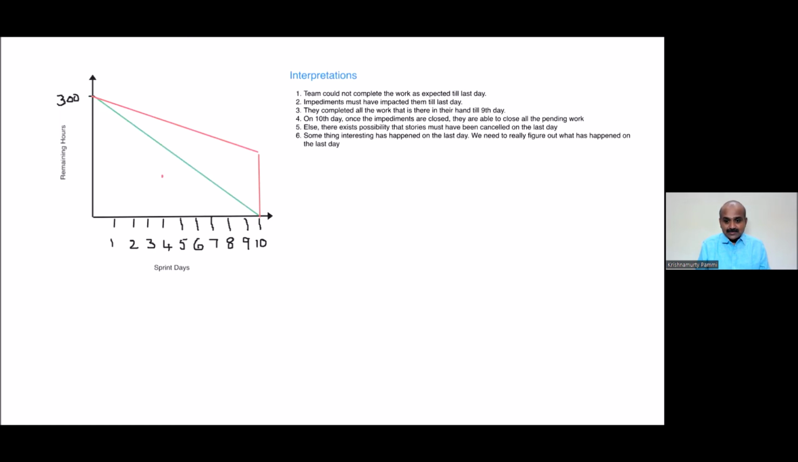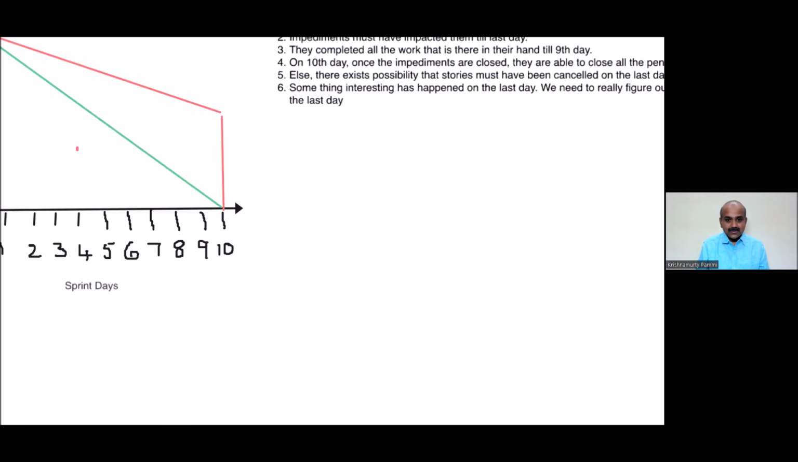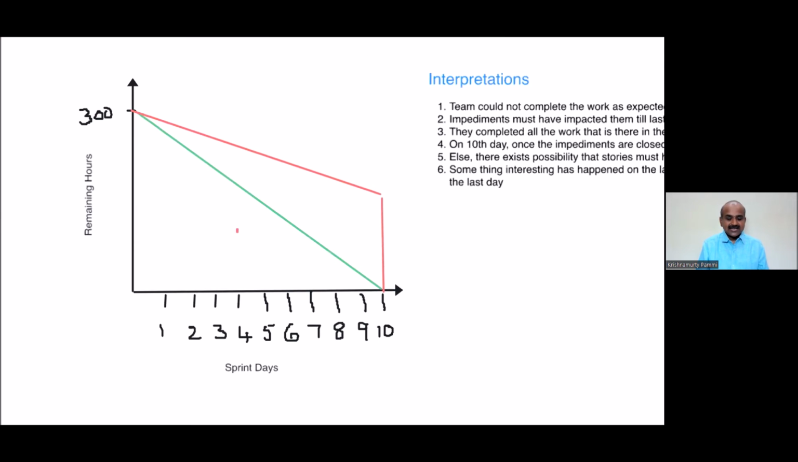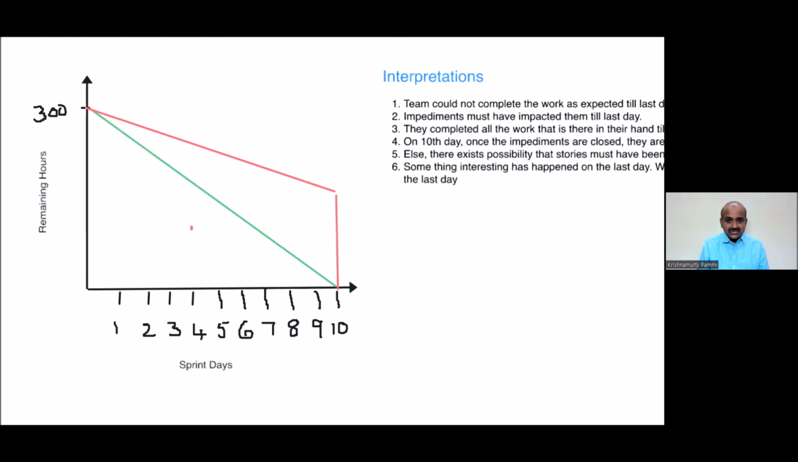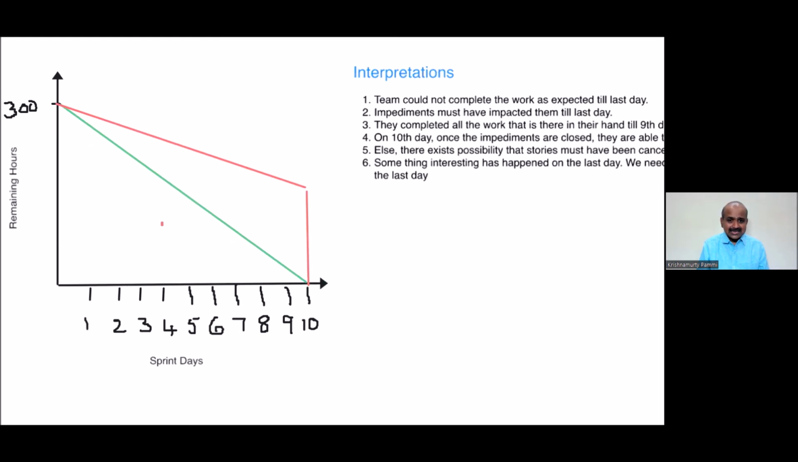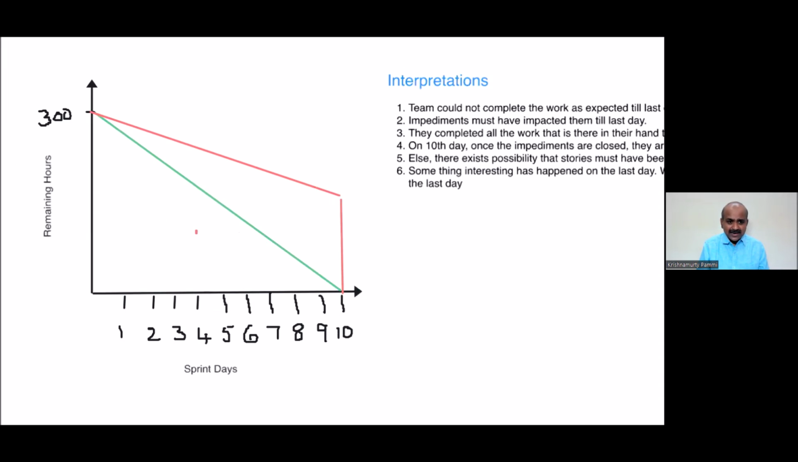See, friends, look at this sprint pattern, right? If you see the pattern here, what is happening? The remaining hours are coming down, but not at the expected pace. On the final day, they came down. Why? What's happening? It's so that the team could not complete.